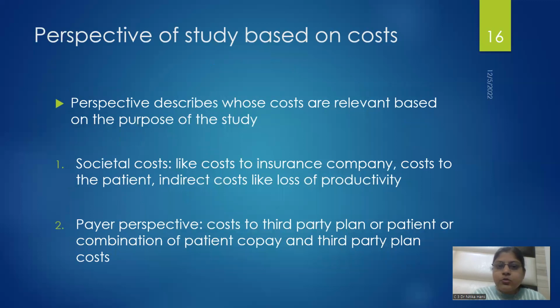Perspective of study based on cost. Perspective describes whose costs are relevant based on the purpose of the study. Societal cost includes cost to the insurance company, cost to the patient, and indirect cost like loss of productivity. Now the societal cost will be what is the cost to the insurance company, what is the cost to the patient, what is the cost of loss of productivity. Payer cost is a third party plan or patient, or a combination of patient copay and third party plan cost.